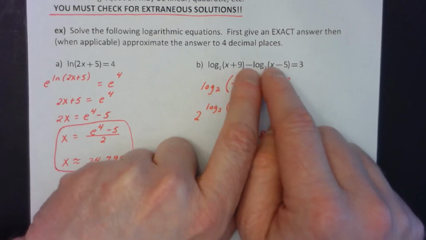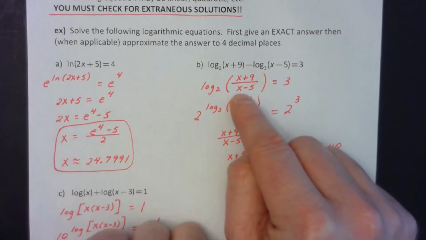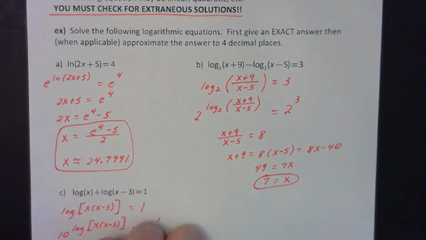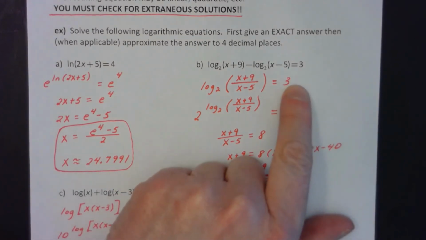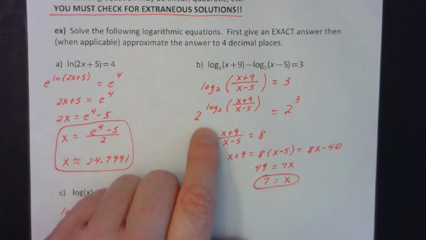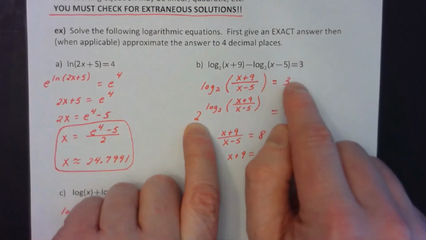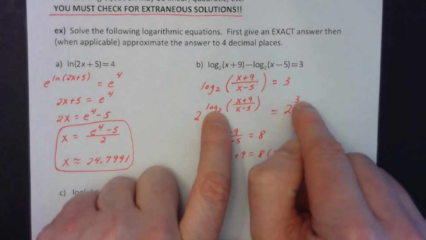So I can get a logarithm by itself by condensing the logarithms on the left. Anytime you have a minus, that tells you that the term inside of that logarithm belongs in the denominator. So I get the log base 2 of x plus 9 over x minus 5 on the left. That's set equal to 3. In order to get rid of log base 2, you exponentiate with an exponential base 2. So both sides of the equation go into the exponent of a 2.